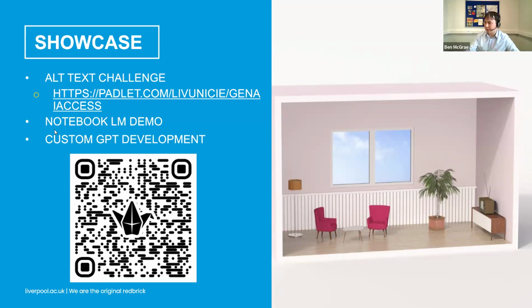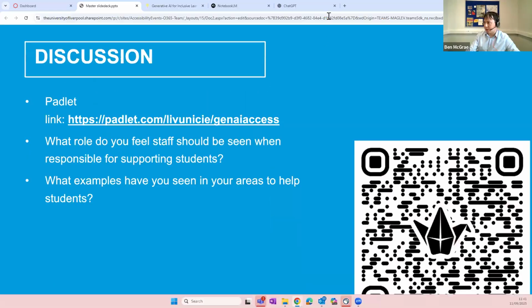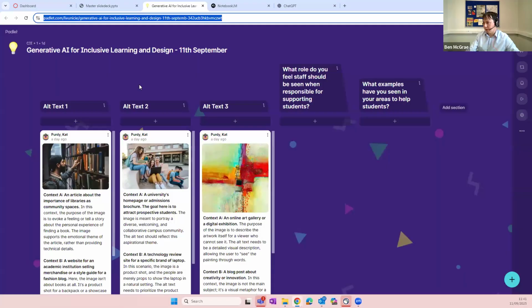Okay, so you should have the Padlet link there. If you don't, I'll bring back the slide if you want to use the QR code instead. And what you can see on Padlet, if you've not used it before, it's a bit like an online notice board. So we've got some stuff already on here. There's columns, and Kat has kindly provided some images on here.